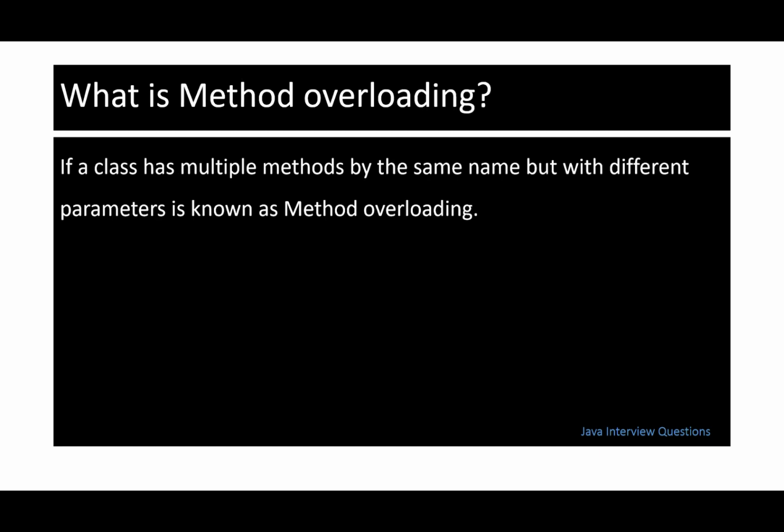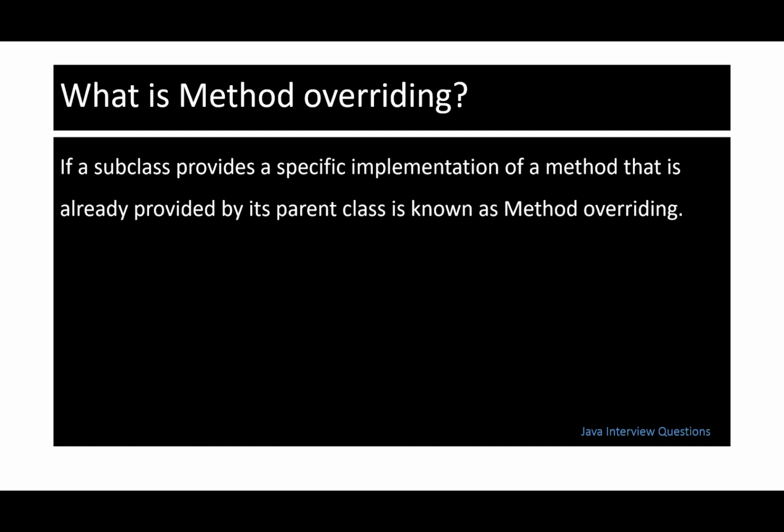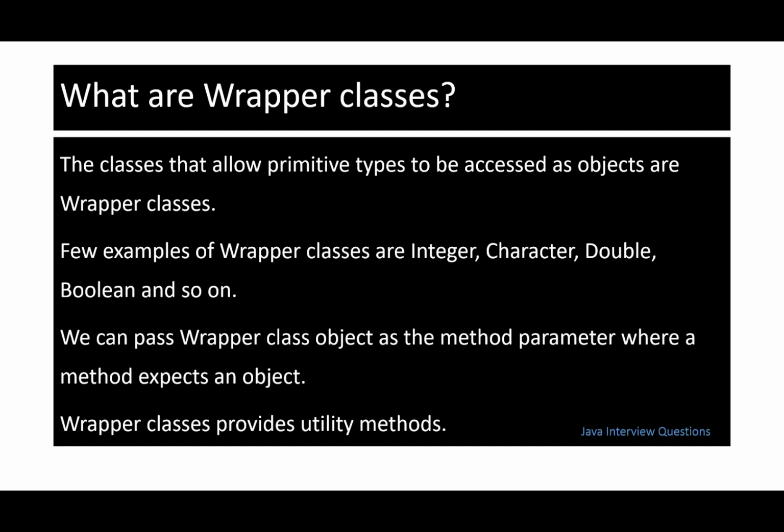What is method overloading? If a class has multiple methods by the same name but with different parameters, it is known as method overloading. What is method overriding? If a subclass provides a specific implementation of a method that is already provided by its parent class, it is known as method overriding.